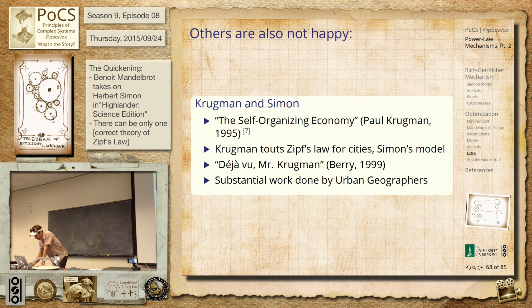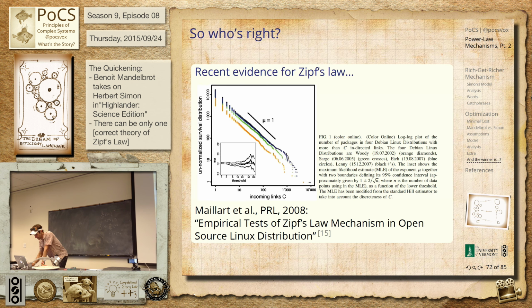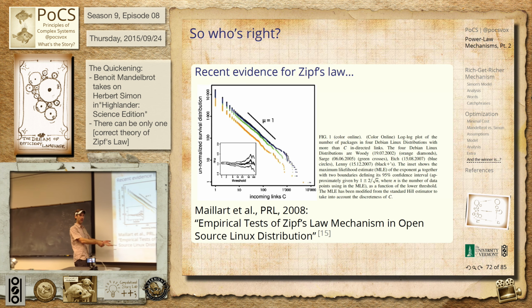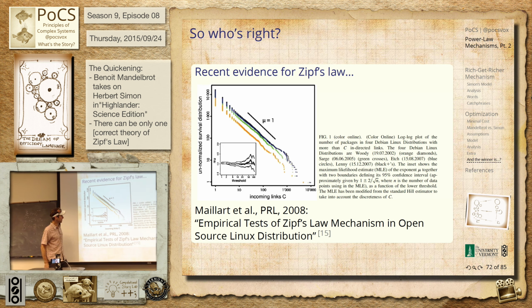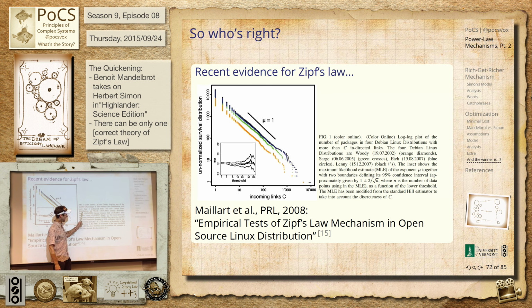Let's see. I don't think we need to talk about Krugman anymore. This is all extras. Okay, all right, good. So here's a nice study. This is 2008. I mean, this is a long time after the whole Mandelbrot and Simon business. And it's looking, and I mentioned this as sort of a prelude before, at the Debian Linux distributions, which were named after characters from Toy Story. Woody, Sarge, Etch.